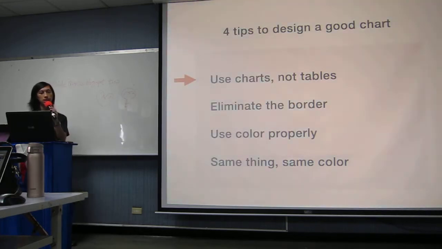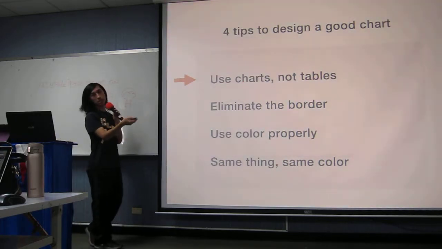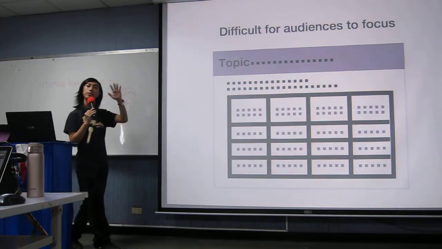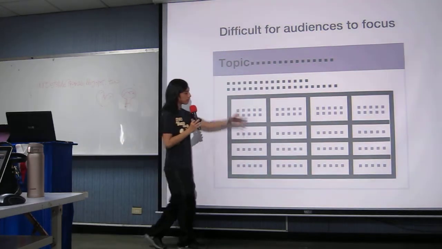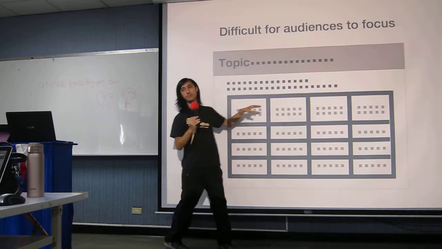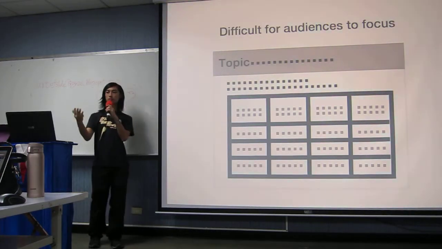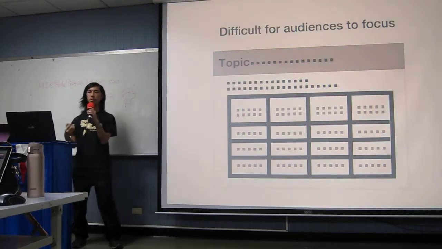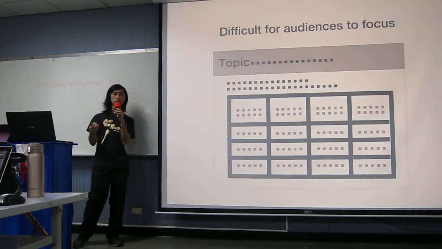Let's start from the first one. Use charts rather than tables. Charts means 图表 and table means 表格. Take this as an example. Here is a table. You'll find that the audience may read this table column by column or row by row. It's quite difficult for you to tell them to focus on the part you are talking about. So that's why I would rather use a chart than a table.